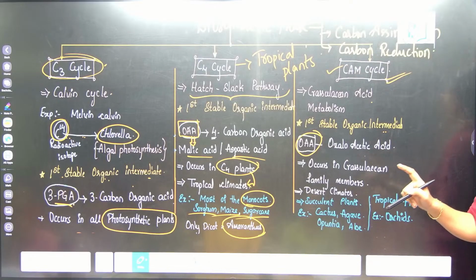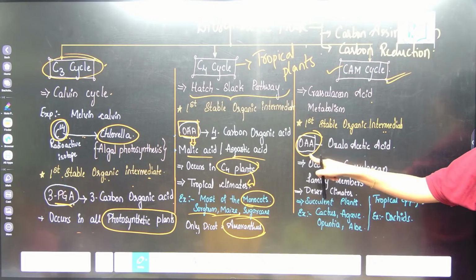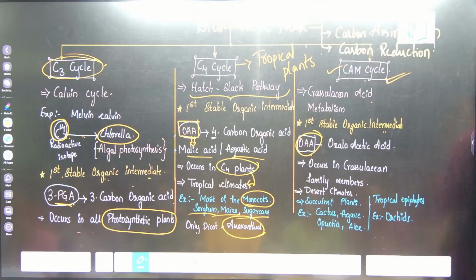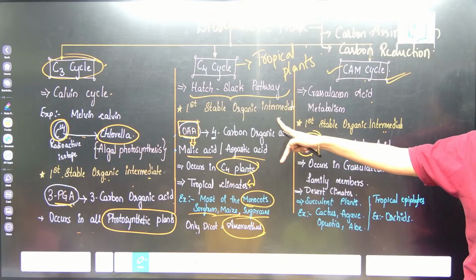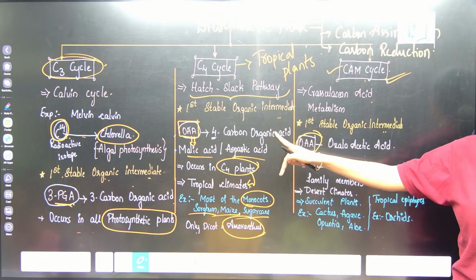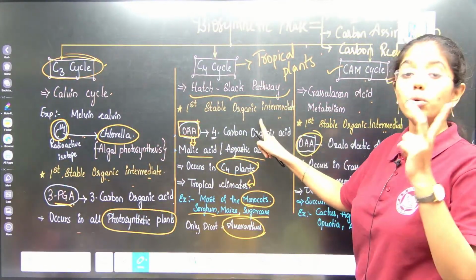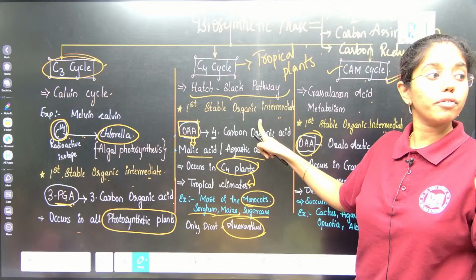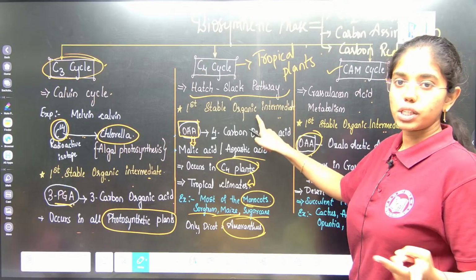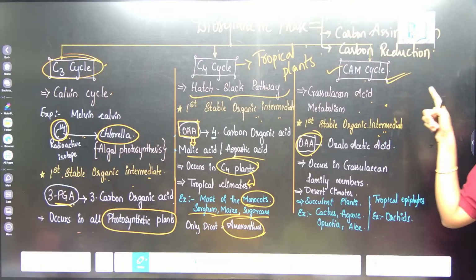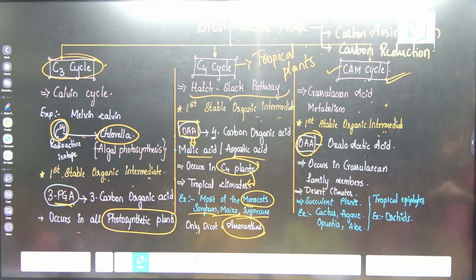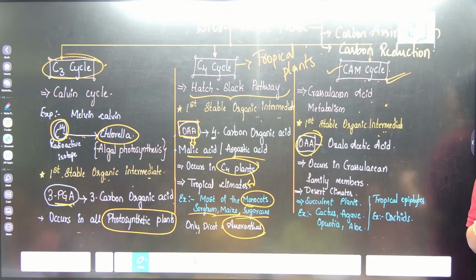Then you can have that doubt, ma'am, when the first stable product is OAA, why don't you call it the C4 cycle again? Two major reasons. The C4 cycle operates in 2 different cells, mesophyll cells and bundle sheath cells. CAM occurs in only a single cell, that is the mesophyll cell. And the second major reason is this cycle occurs in most of the Crassulacean family members.